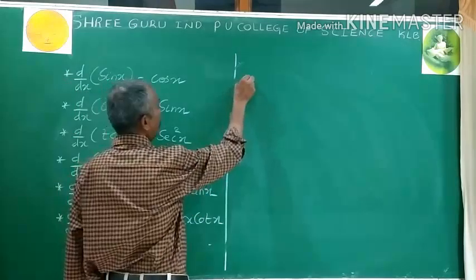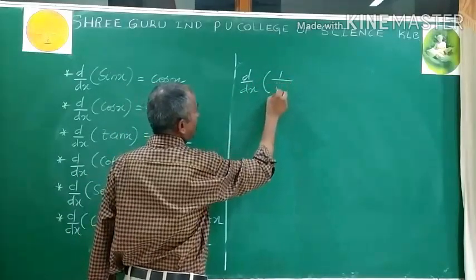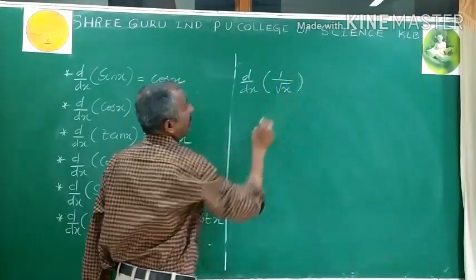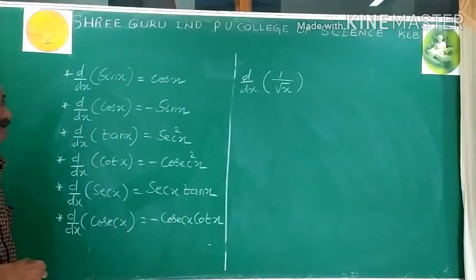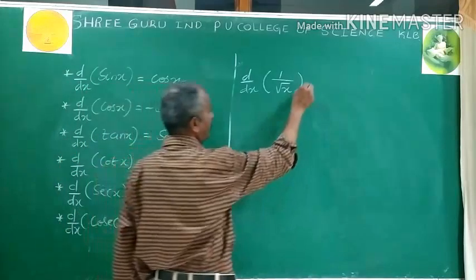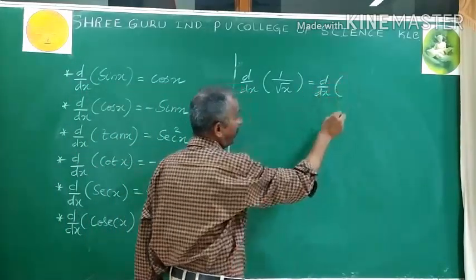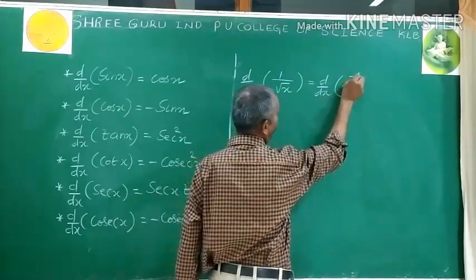dy dx of 1 by root x. Even it can be taken as a formula, or you can adopt the differentiation of x to the power of n method also. So the differentiation of 1 by root x can be written as x to the power of minus 1 by 2.